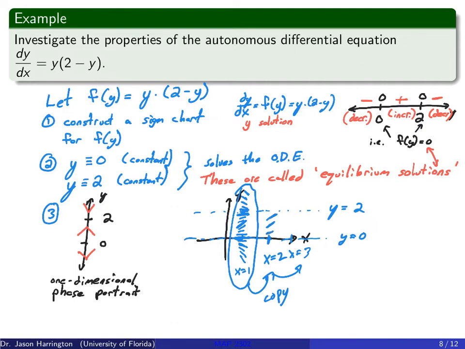It's going to start off flat, steep, then flatten back out, then you see that the curve is going to go up and approach 2. And likewise, everything above the 2 is going to go down to 2. We call this asymptotically stable.